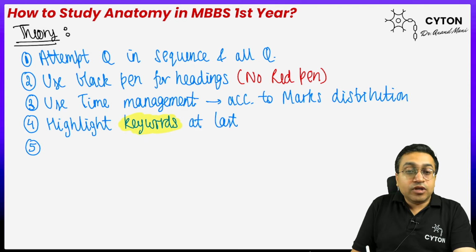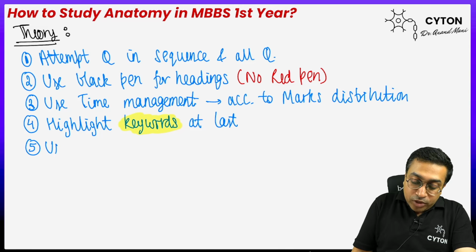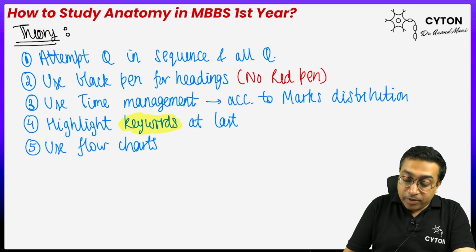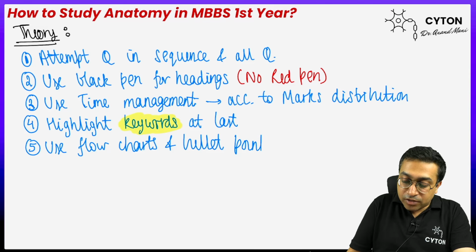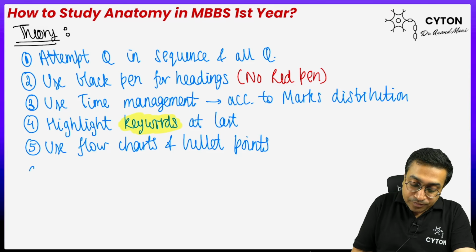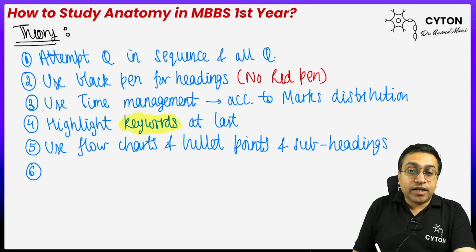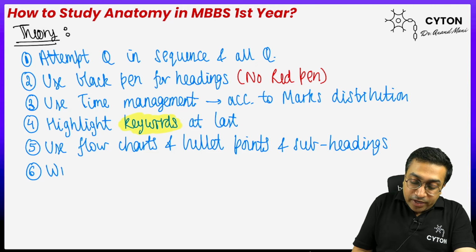Number 5, use flowcharts and bullet points. No examiner has so much time to read your paragraphs, so please use bullet points and flowcharts, and headings and subheadings. Very important.